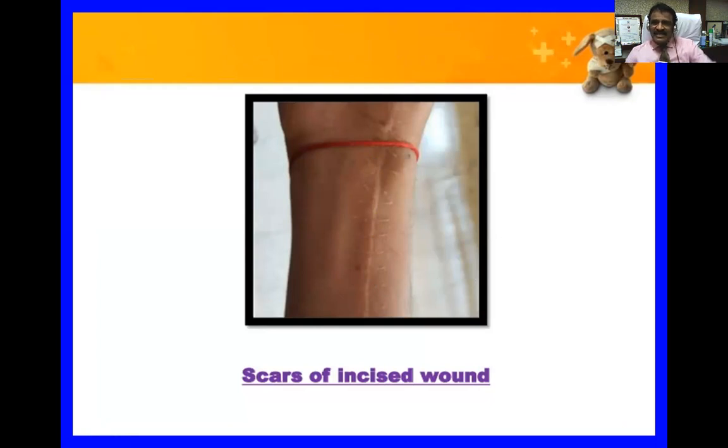And later the stitches have been removed. You can see that clearly. So you can see one scar here, a linear scar, as it is called. And there you can also see the stitch scar marks.